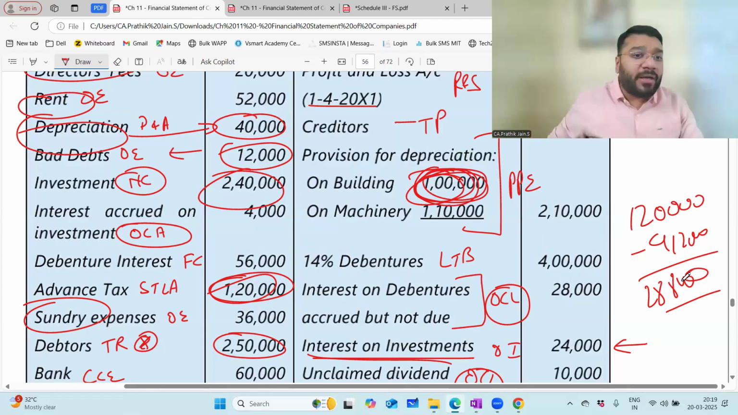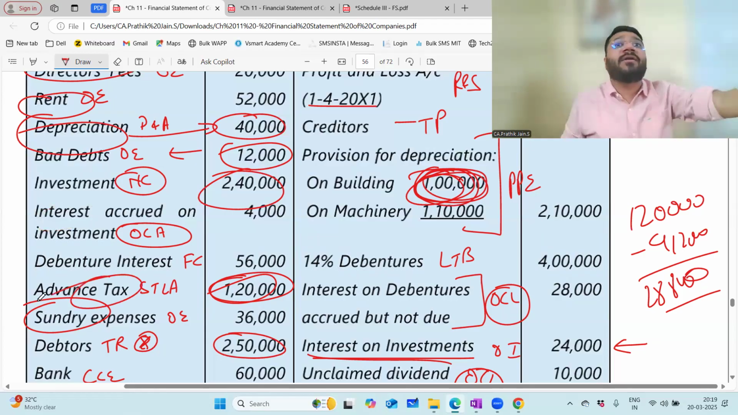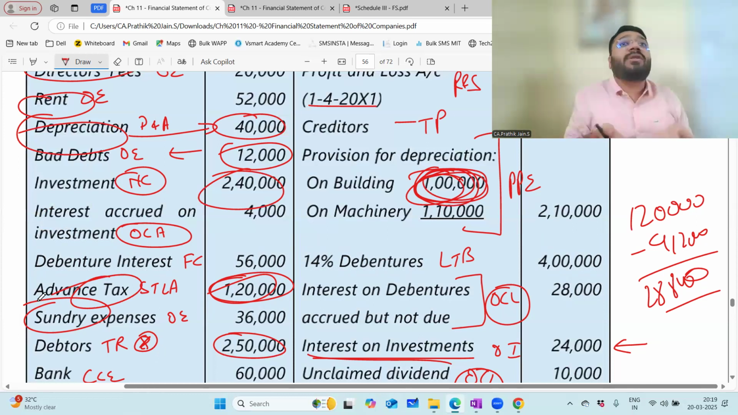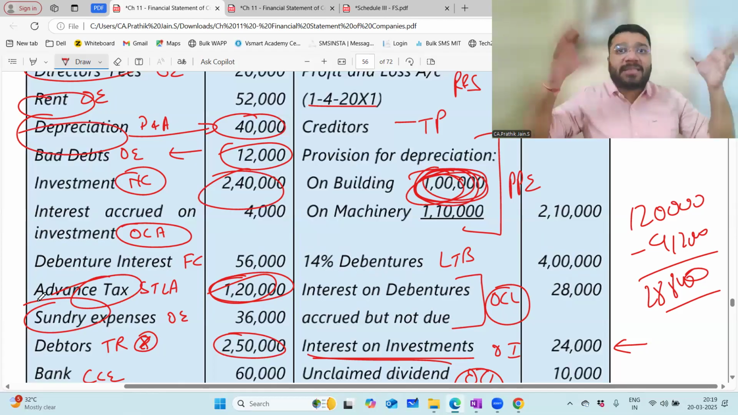Are you able to understand? This advance tax is for what? Income tax. The provision you created is for what? Income tax. And both belong to the current year. Then why two separate accounts? You getting my point? Hence, we have to net it off.